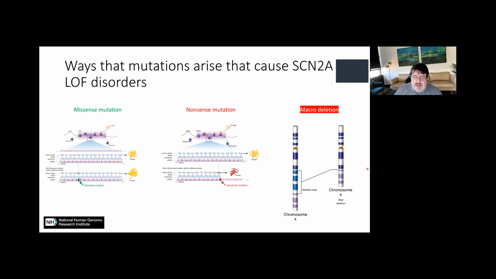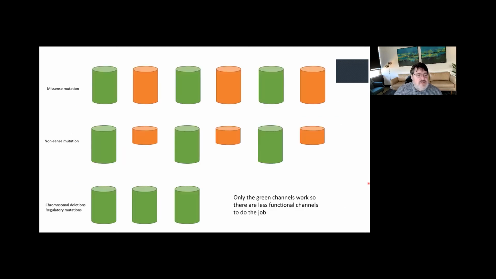All of these can lead to reduced function. And what happens at the protein level? So I've done this stylized drawing here. Each of these cylinders can represent a sodium channel in a given neuron. A missense mutation, because these disorders are what we call autosomal dominant, means that we have one normal copy of the gene and we have one mutant copy that's got the variation in it, and it's this version in orange that doesn't work.